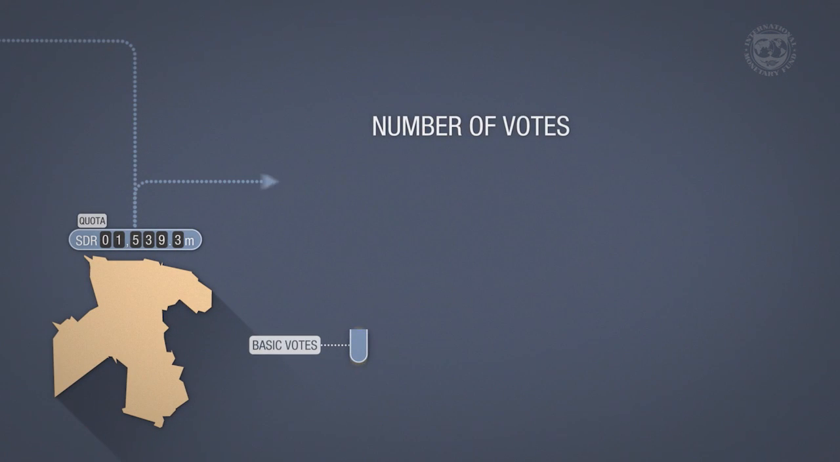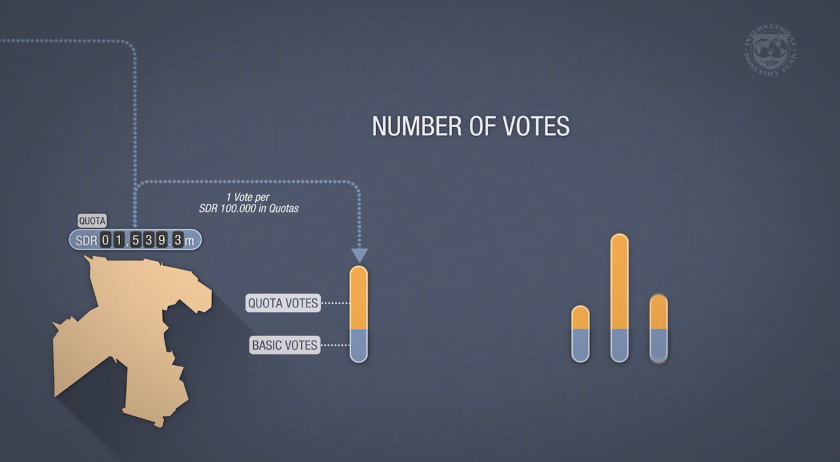A member's total votes are equal to its basic votes plus one additional vote for each SDR 100,000 in quotas. All members are assigned an equal number of basic votes to help strengthen the relative voting power of members with small quotas.